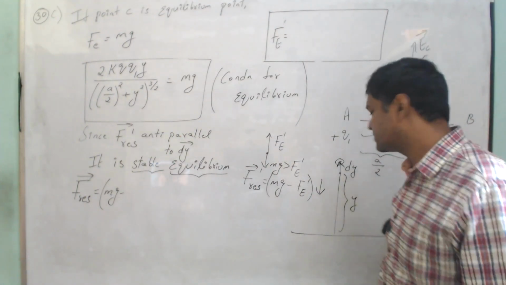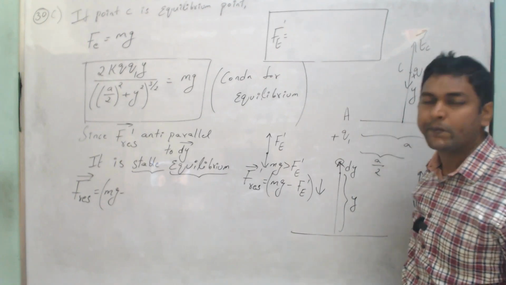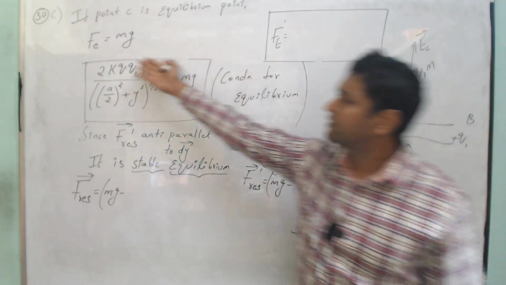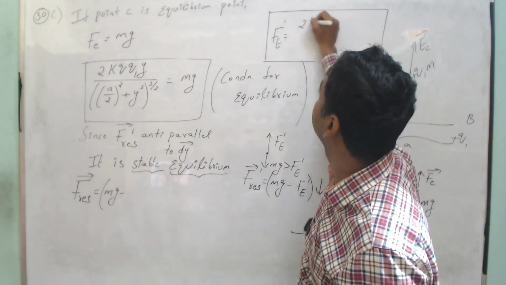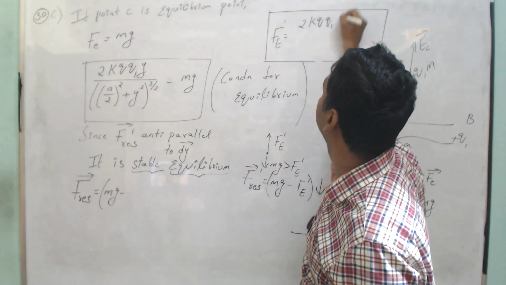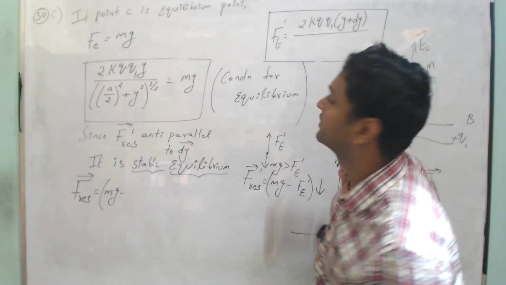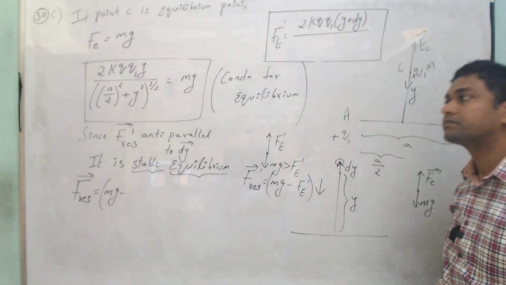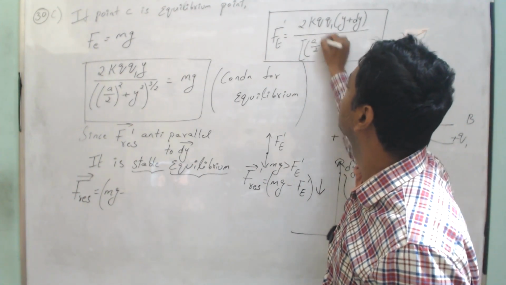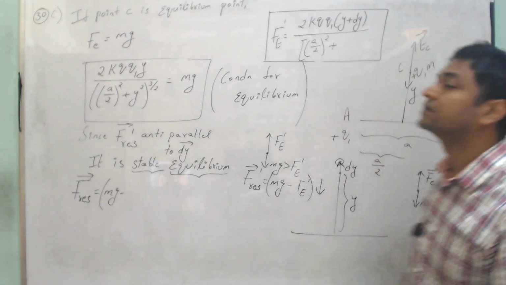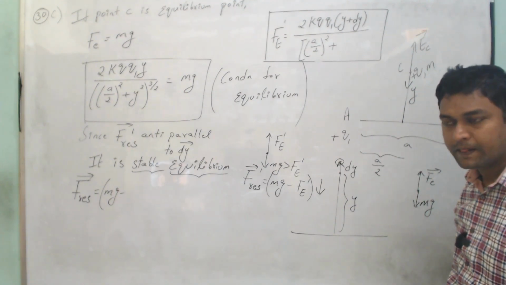See, what is the difference? There is no difference. Earlier it is at a distance y. Now it is a distance y plus dy. So simply it will be this one, y plus dy. So what will we come out as? 2kq1, in place of y, I have y plus dy. Correct? Divided by a by 2 square plus y plus dy whole square. Correct?